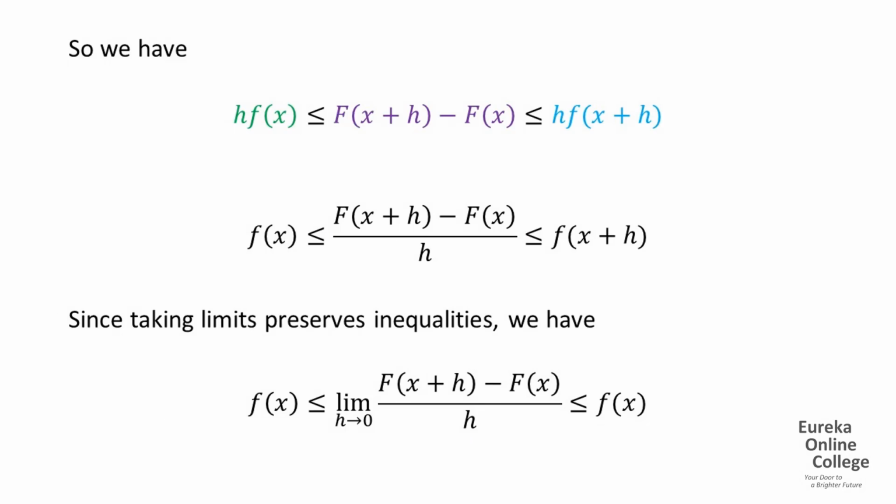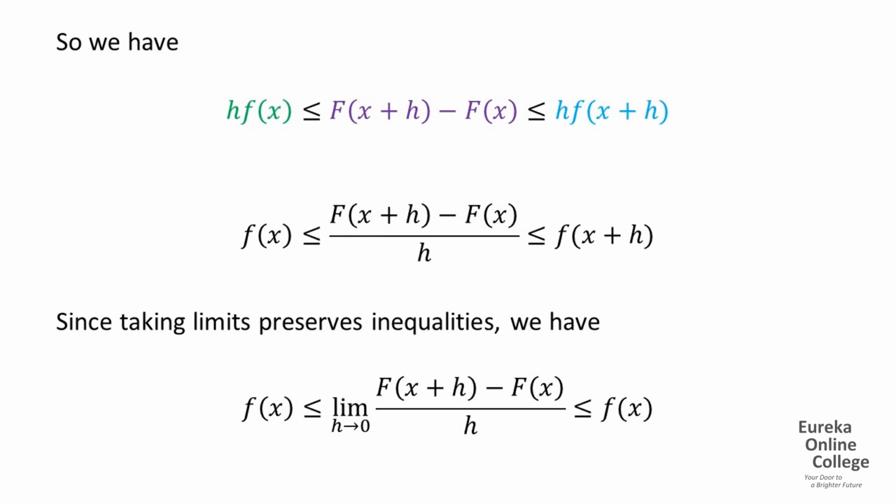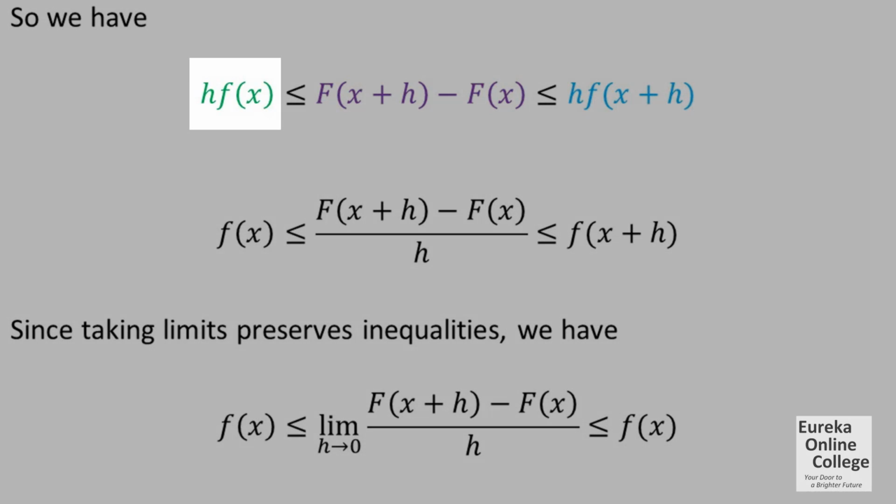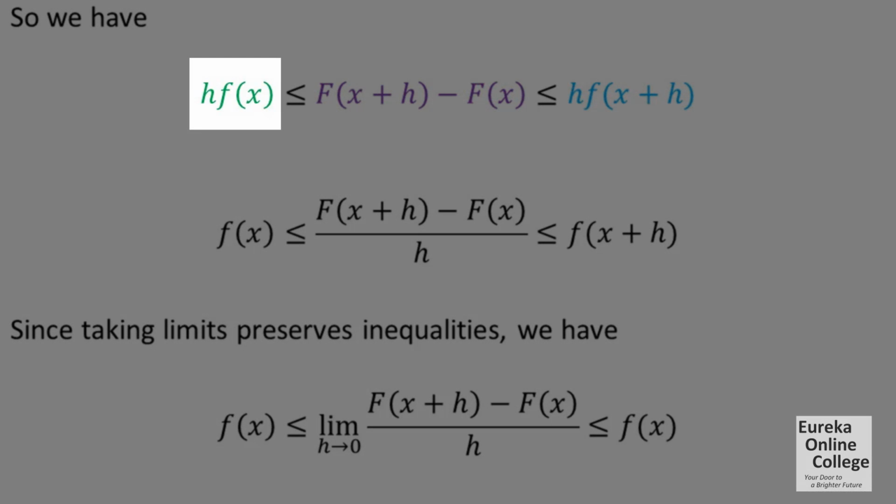So what have we got? If we put that all together, and I've highlighted the terms in green, purple and blue just to make it clear, we've basically got that the area of the green rectangle, which is h times f of x, is less than or equal to the area of the purple strip. The way I've drawn it was actually strict, but we'll keep the less than or equal to inequalities in here. It's not going to hurt anything.